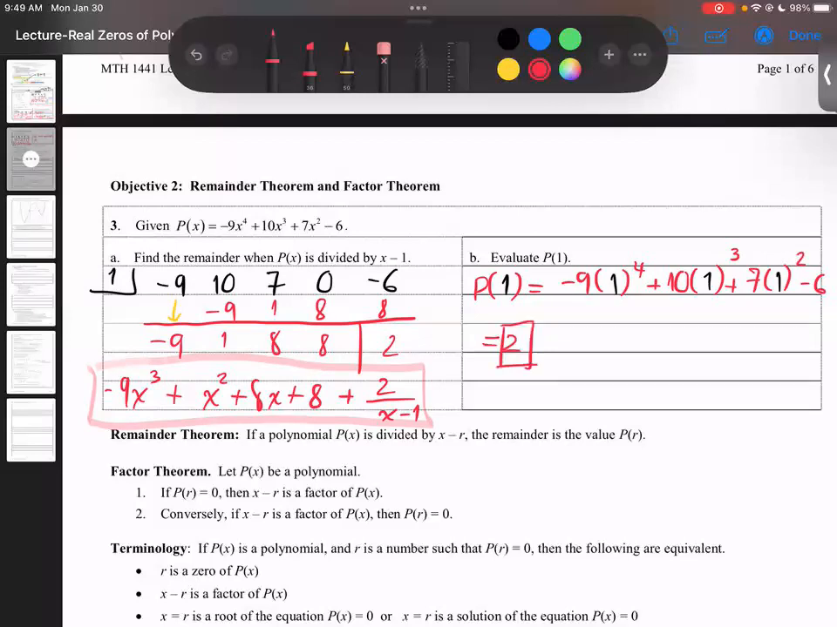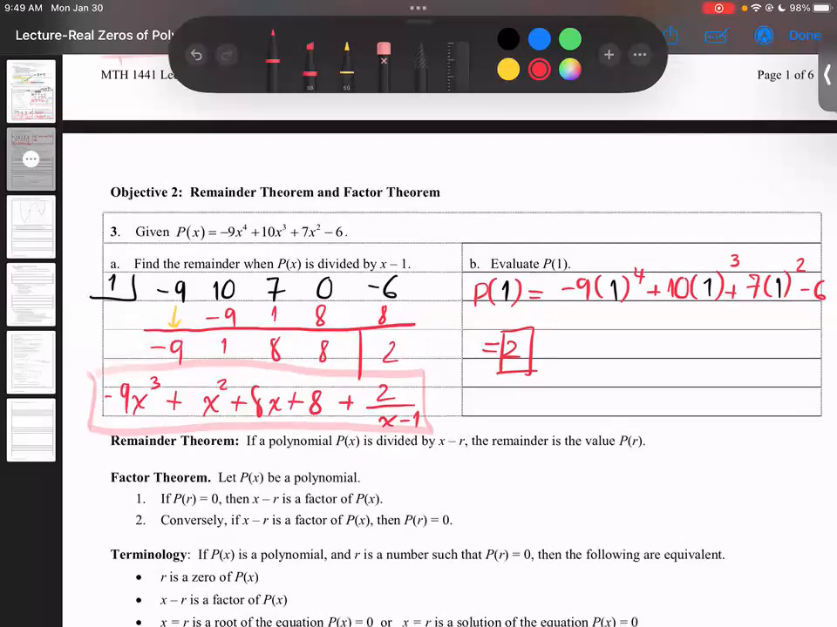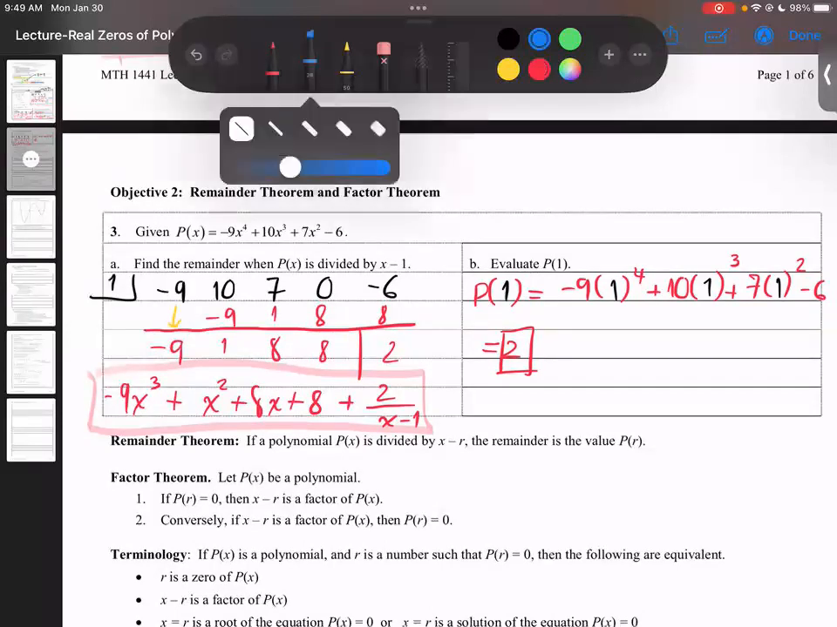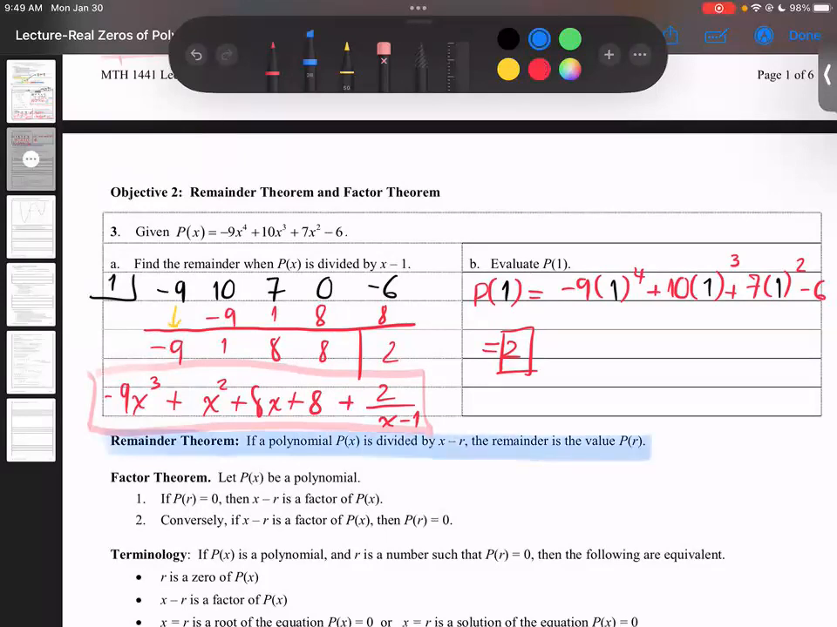What do you think about the number 2 on the right and the remainder on the left? They're equal, they're the same. That's called the remainder theorem: if the polynomial P of x is divided by x minus r, then the remainder is the value of P of r. Here r is 1, the number 1 in this case. When you evaluate P of r, which is P of 1, the remainder is 2, which is what they say.